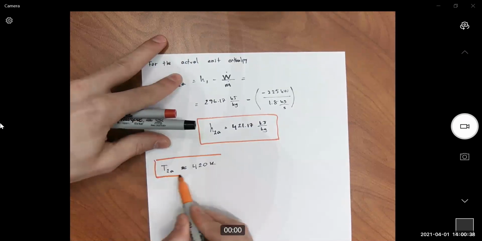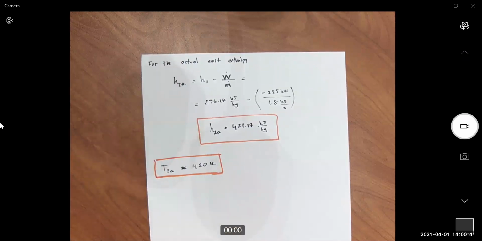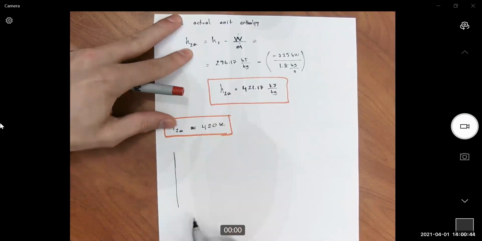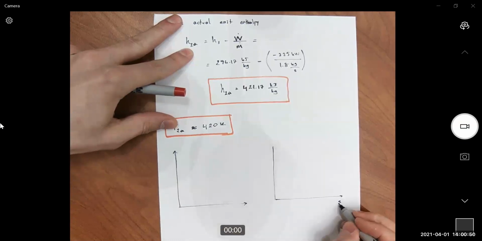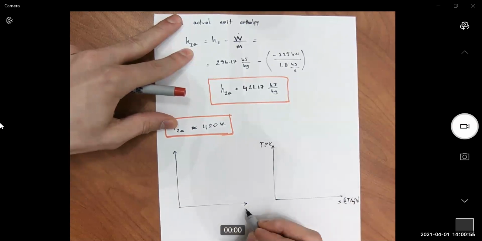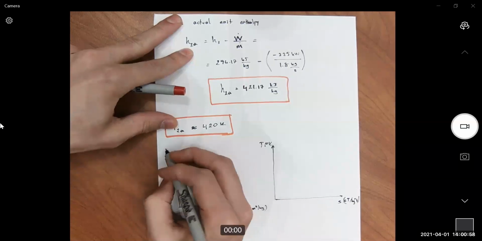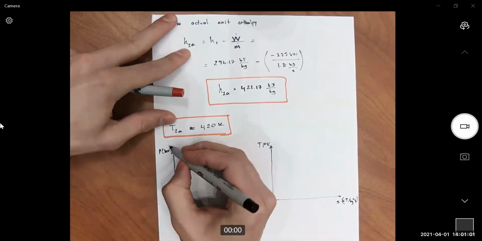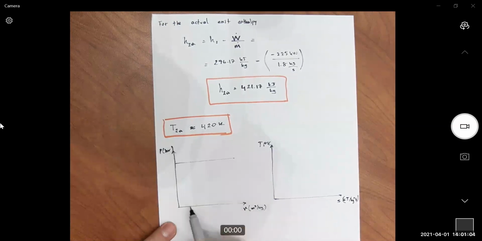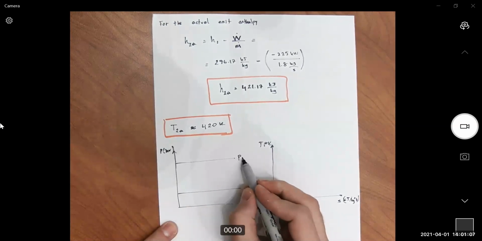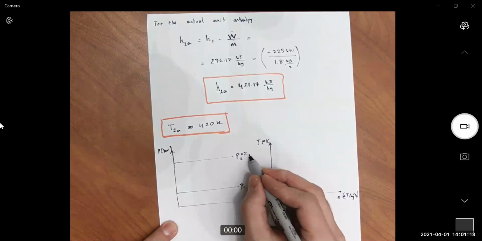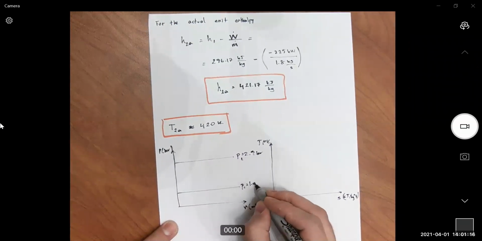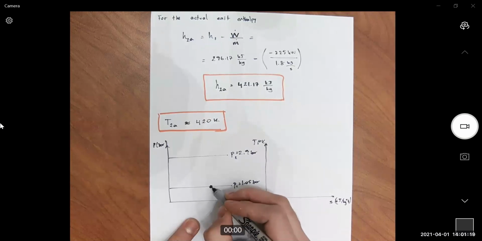Okay. You can also show this on a TS diagram. Temperature, kilojoules per kilogram, right? Constant pressure at the inlet and outlet. P1 and P2, 1.05 bar and 2.9 bar. Right. I stop here.